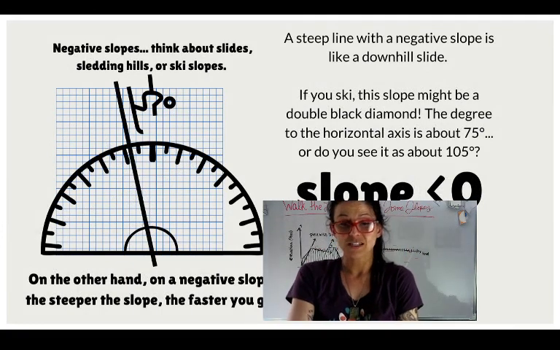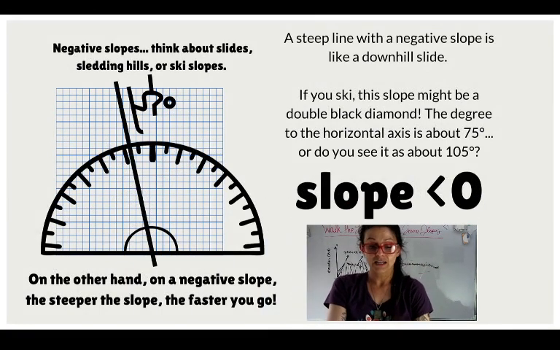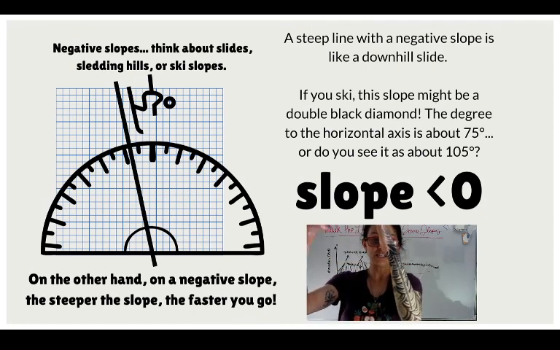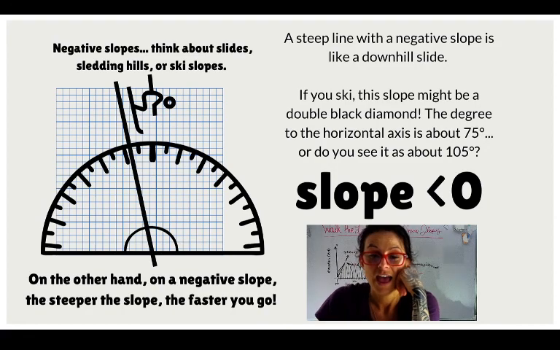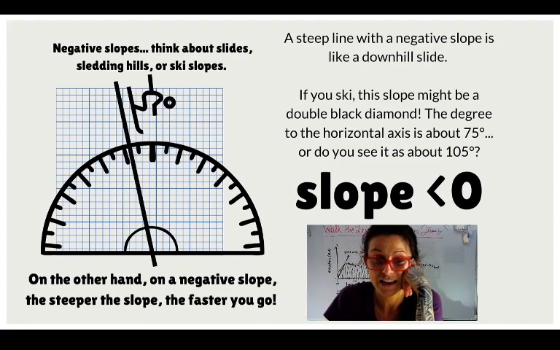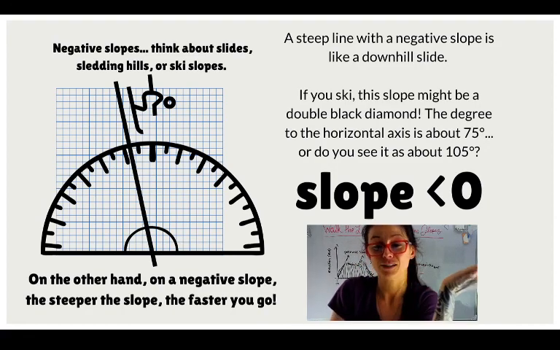Negative slope is when from left to right, your angle is decreasing. So you're going down a slide, down a ski hill, down a sledding hill, and I like this little image of a skier because he's going downhill.